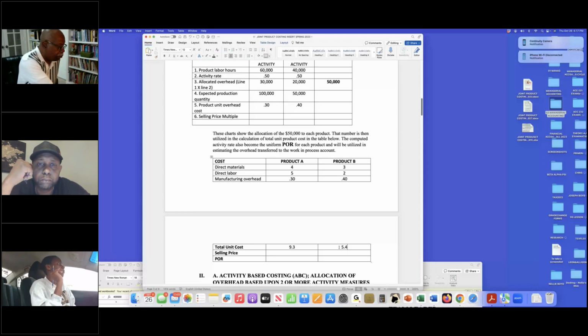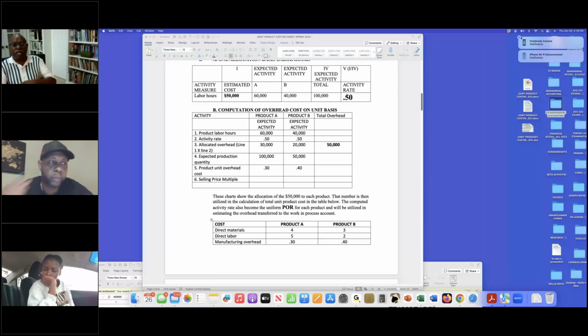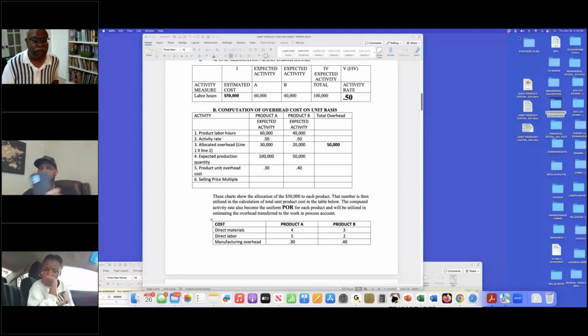Can you scroll up just a little bit? Because I'm trying to make sure I'm filling in my sheet as I go with y'all. So we calculate the 0.5. Then we multiplied the 0.5 times the activities to come up with 30,000 of the overhead going to A, 20,000 to B.